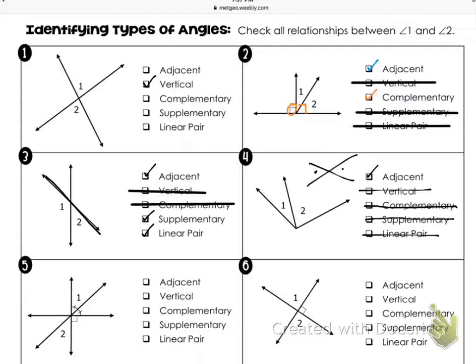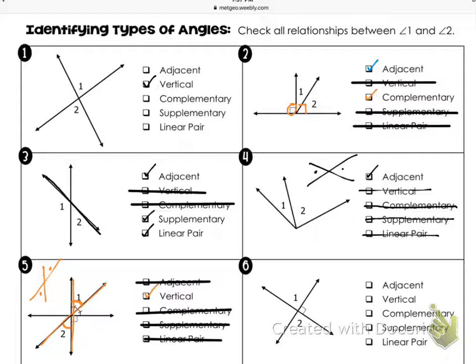Okay, let's look at number 5. What do I notice about angle 1 and angle 2? Well, angle 1 is this angle here, and angle 2 is this angle here. If we notice those two lines that they're made up of, that's a perfect example of something that is vertical. So here and here, those are vertical to one another. Other than that, that's really the only thing that we have, so I can mark out all these other things. The only relationship that they have is that they are vertical to one another.